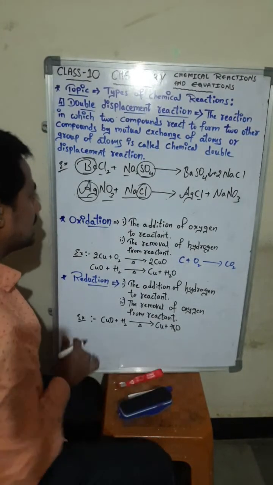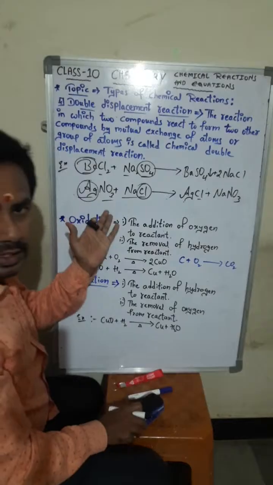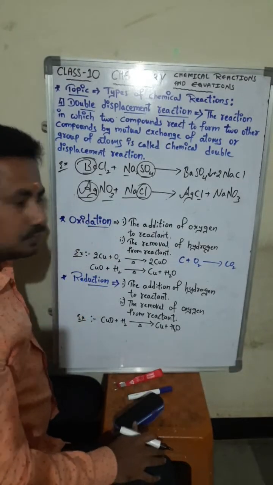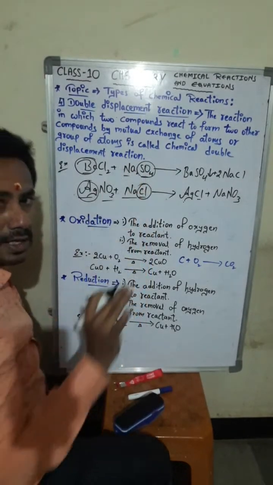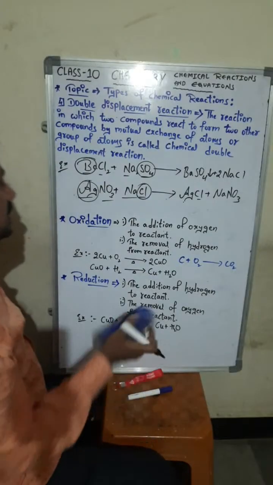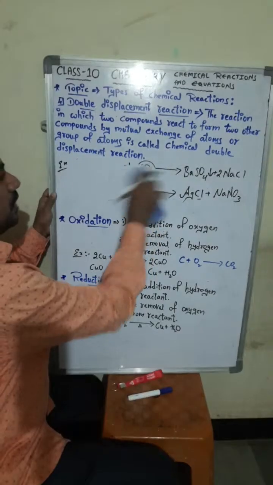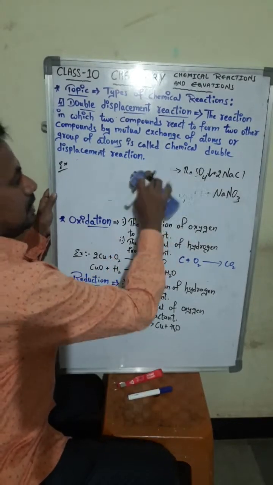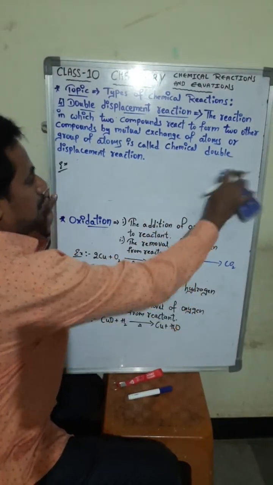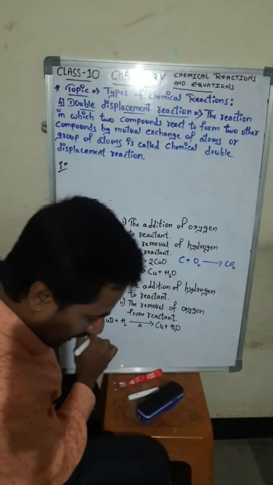Some more examples we will see now. Have you understood this one? In both reactions, what happened? Double displacement. Let us see a few more examples, students, for your better understanding of the chemical double displacement reaction.